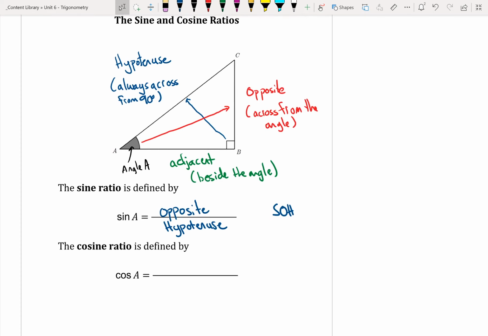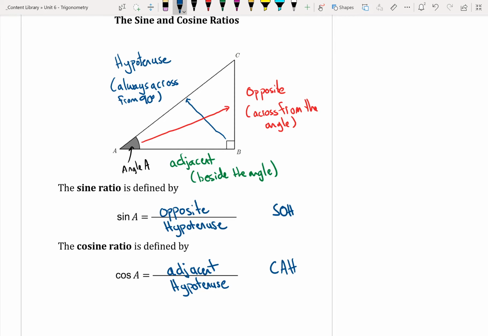The cosine ratio is a little bit different. It is the same idea. It's a ratio defined by, so cosine of the same angle is equal to your adjacent, so the length of the adjacent side divided by the length of the hypotenuse. Or again, there is an acronym: SOHCAH, and then the next one will be TOA. Sine is opposite over hypotenuse, CAH, cosine is equal to adjacent over hypotenuse. So those are our ratios, and basically what these opposite, hypotenuse, and adjacent represent are just side lengths.